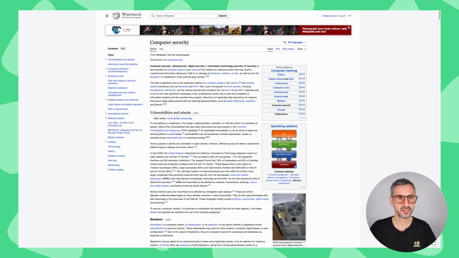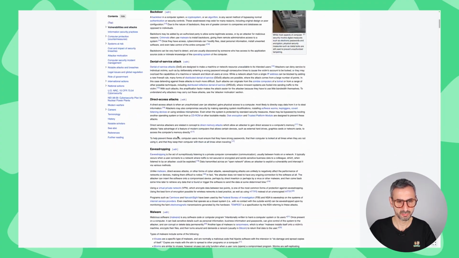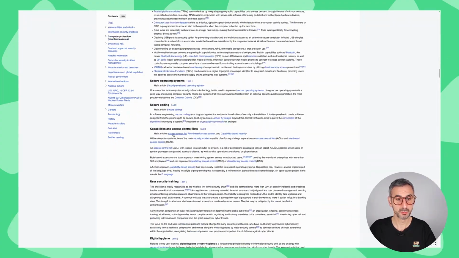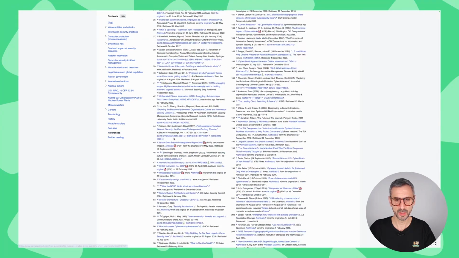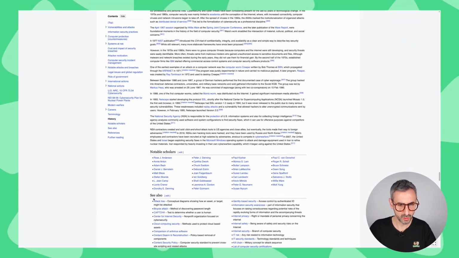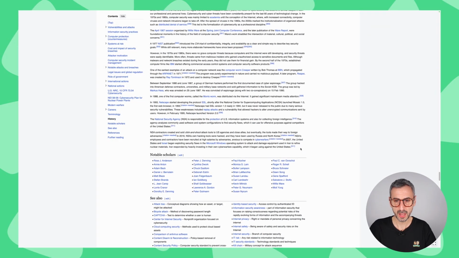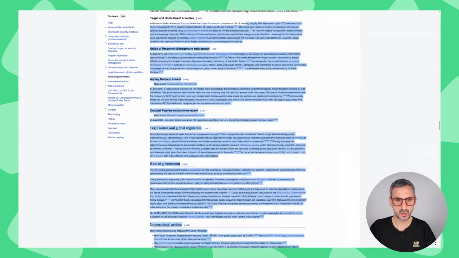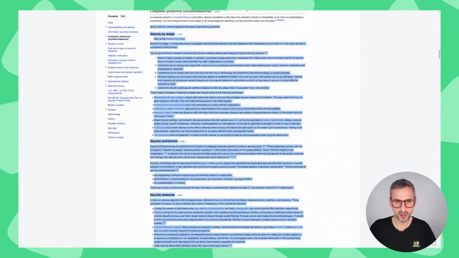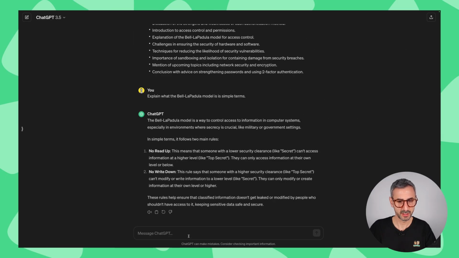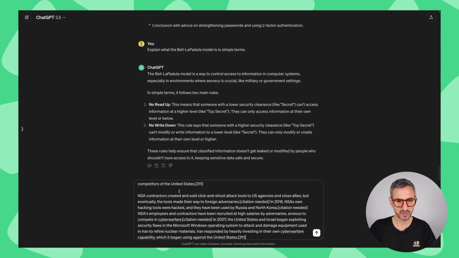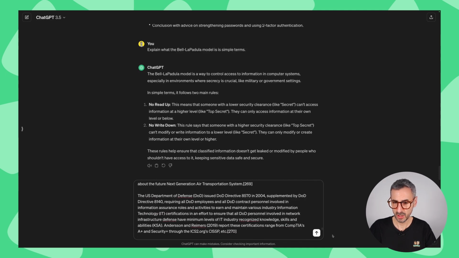cybersecurity. Okay, enter. Computer security. Yeah, cybersecurity or computer security. And you see all of this information right here. I'm not going to include all of the sources, but I'm going to copy everything from here, which is a lot of information. Now, if I copy this and simply come back to ChatGPT and paste that information in the window, okay, that's a lot of information.